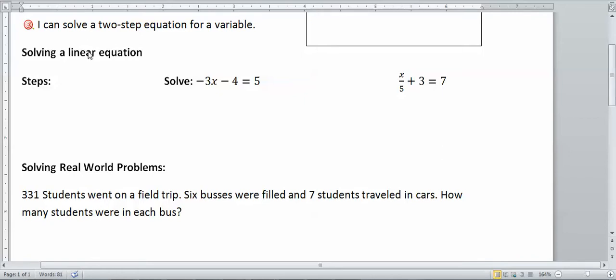So my first step for when I do a two-step equation is either addition or subtraction, depending on which thing I need to do to help get the variable by itself. And remember, our goal for solving equations is to get a value for the variable. Okay, so the first step is either addition or subtraction, depending. And the second step is multiplication or division.